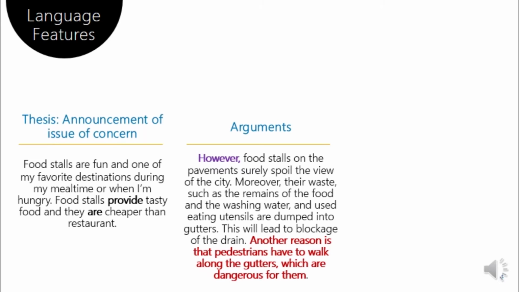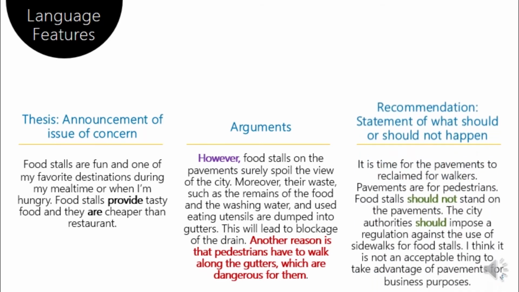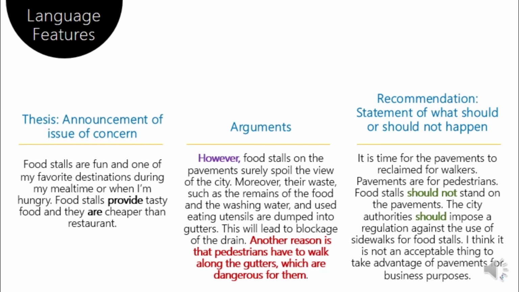And then in the last paragraph, in the recommendation paragraph, there is the statement of what should or should not happen. There are two, it's probably only one. It is time for the pavements to be reclaimed for walkers. Pavements are for pedestrians. Food stalls should not stand on the pavements. The city authorities should impose a regulation against the use of sidewalks for food stalls. I think it is not an acceptable thing to take advantage of pavements for business purposes.